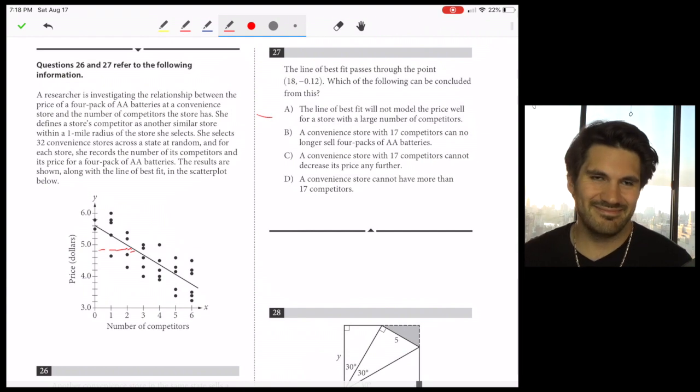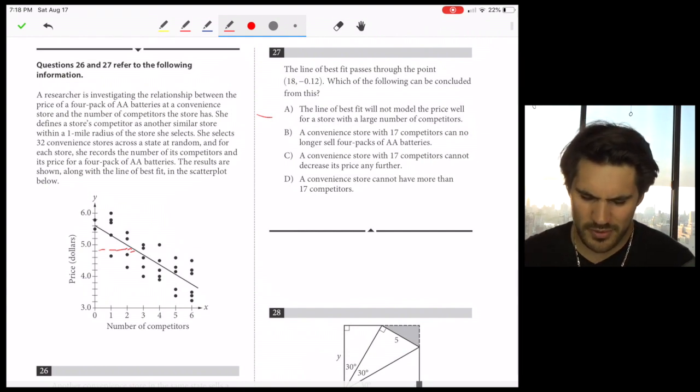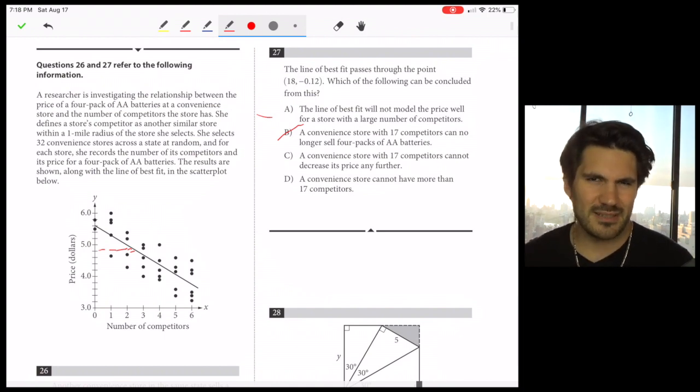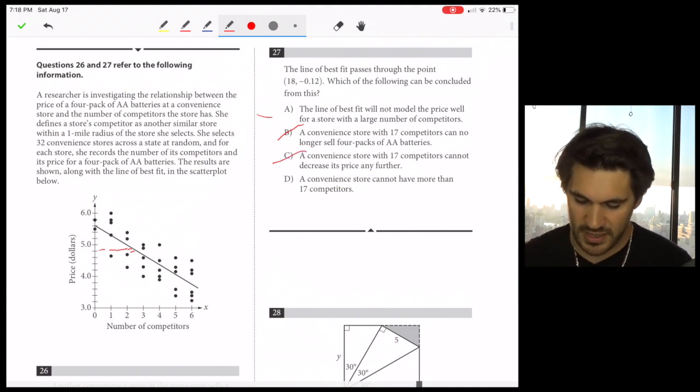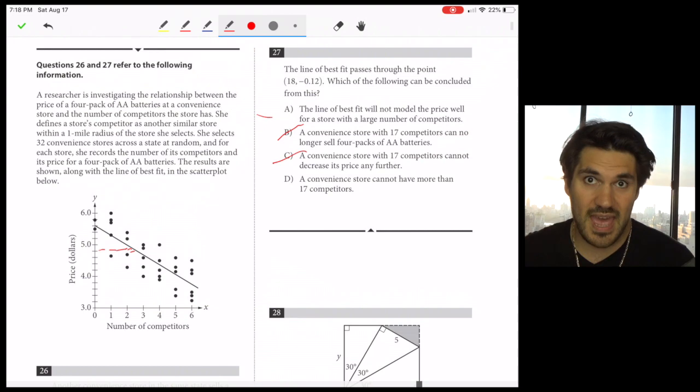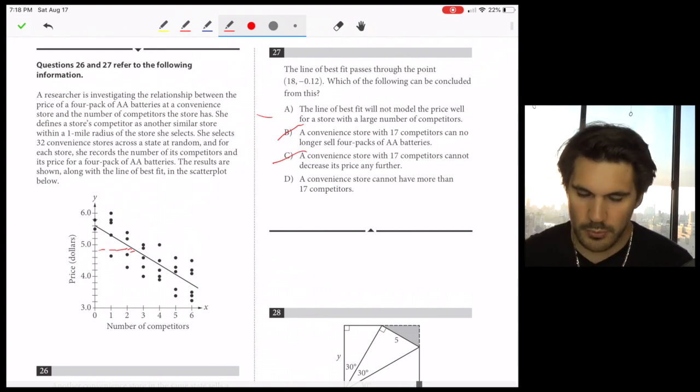B, a convenience store with 17 competitors can no longer sell 4 packs of AA batteries. Well, no, that's just a weird answer, right? Why would that be a thing? C, a convenience store with 17 competitors can't decrease its price any further. Again, that's a weird thing, right? Logically, that doesn't make any sense. And D, a convenience store cannot have more than 17 competitors. Again, that doesn't make any sense. So A would have to be the answer.